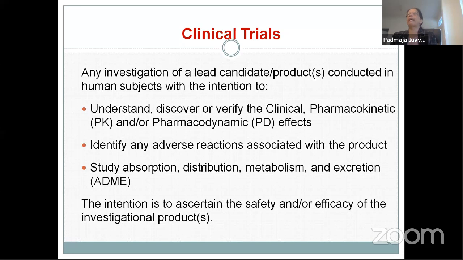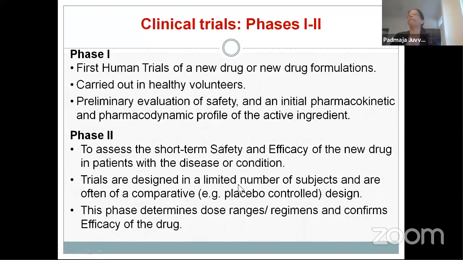It's also to understand the clinical pharmacokinetic and the pharmacodynamic effects of the product, and identify if there are any adverse reactions with the product in humans. And also, once we give the product to the people, we study the absorption, distribution, metabolism, and excretion, and understand more about the product. And the intention of these clinical trials is to ascertain the safety and efficacy of the investigational product. And the next slide gives a little more details on different phases.